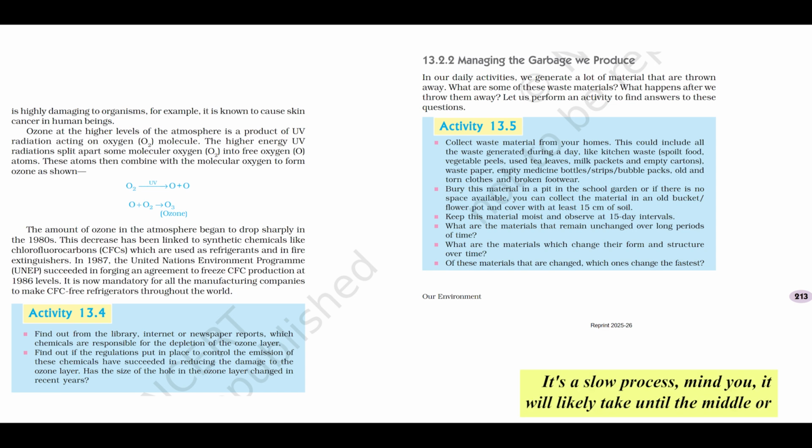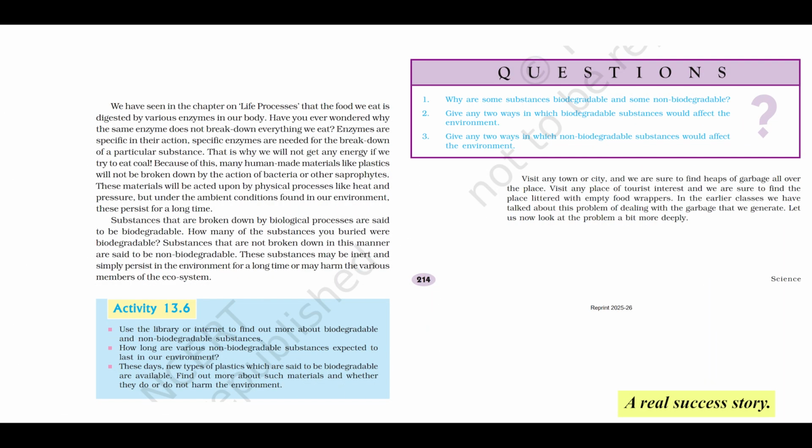It's a slow process. Mind you, it will likely take until the middle or latter part of the century to fully recover to pre-1980 levels. So it takes time, but it is recovering. Definitely. Satellite data shows that the ozone hole over Antarctica has generally stabilized and is showing clear signs of shrinking. The levels of ozone-depleting chemicals in the atmosphere are steadily decreasing. Wow, that's genuinely good news. It is. It shows that we can tackle huge global environmental problems if we act decisively and collectively. It proves that damage isn't always irreversible if we change our ways. A real success story. Okay, that's reassuring.